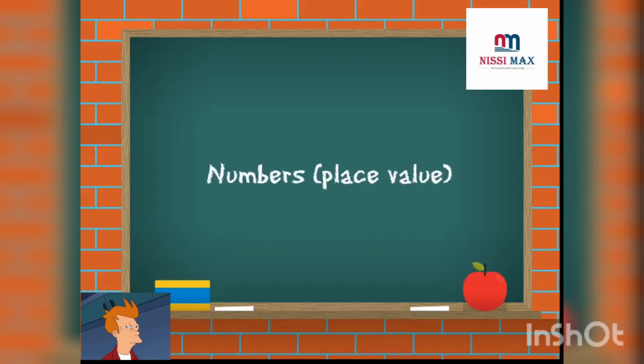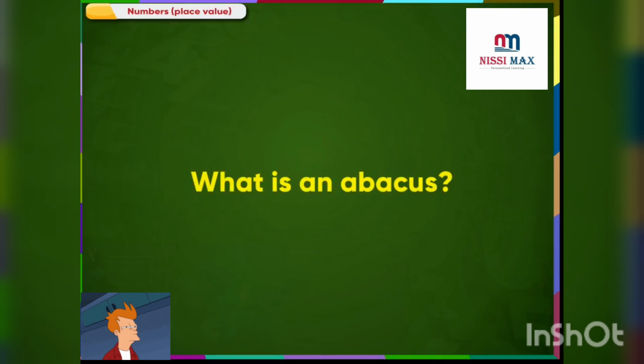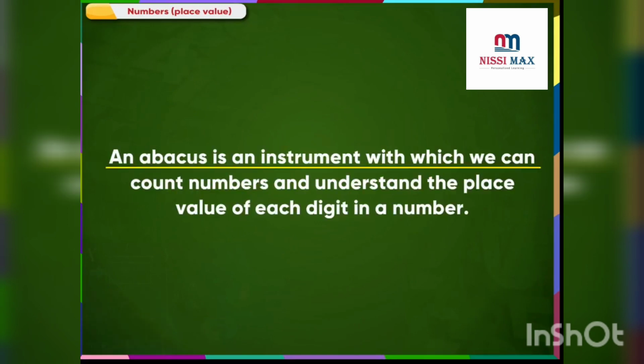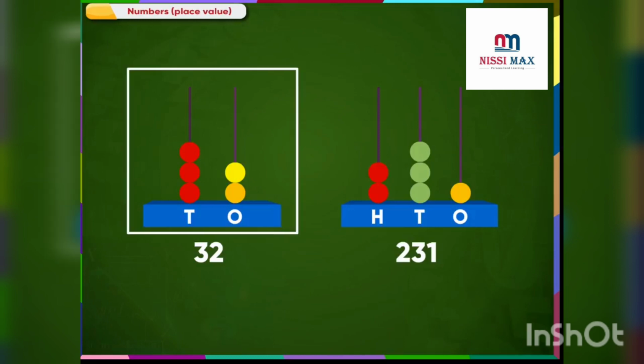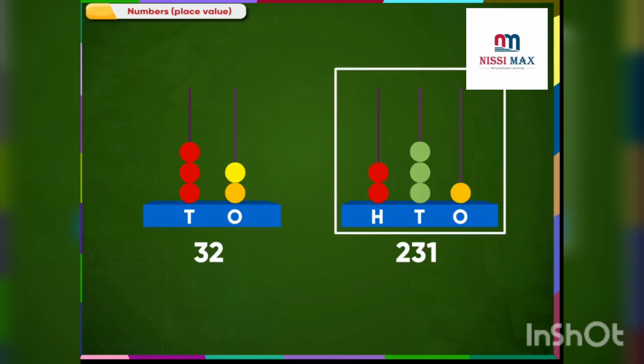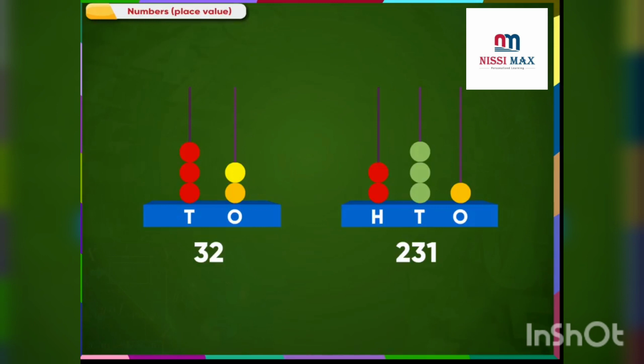Numbers, place value. What is an abacus? An abacus is an instrument with which we can count numbers and understand the place value of each digit in a number. An abacus has spikes depending on the number of digits in a number. To count a 2-digit number, we use a 2-spike abacus. To count a 3-digit number, we use a 3-spike abacus. The digits are represented using beads.